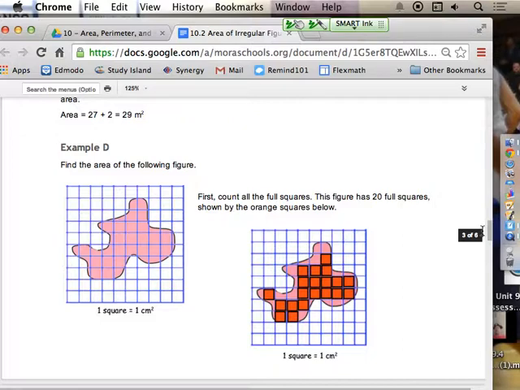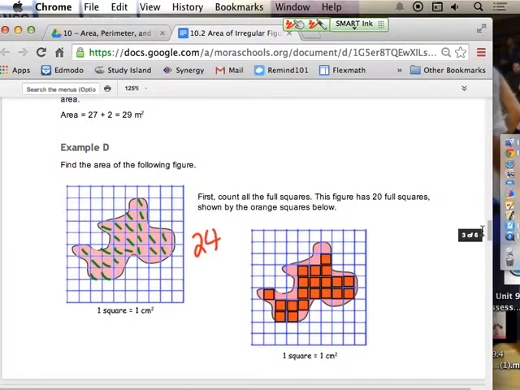Let's try and find full squares. Make marks in them. 1, 2, 3, 4, 5. Close enough. 6, 7, 8, 9, 10, 11, 12, 13, 14, 15. I'll go 16, 17, 18, 19, 20, 21, 22, 23, 24. Now there's a couple that I counted in there that some people might not have counted. And there's a couple that some people might have counted and I didn't. But I had 24. Okay?